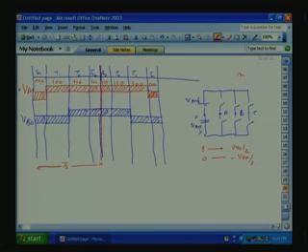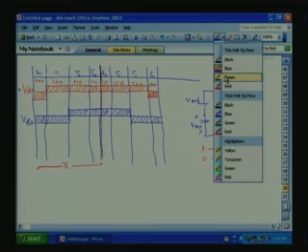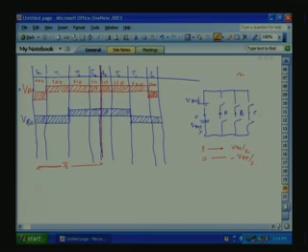Now let us take VC0. Let us take green. VC0, this is 0, this is 0, this is 0. Till this period it is 0.